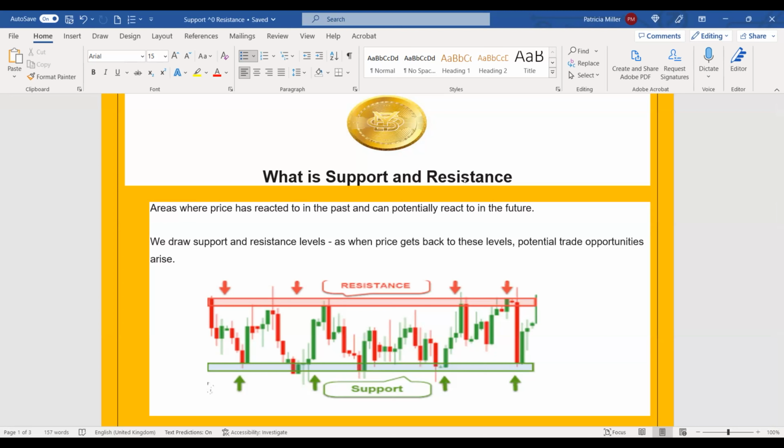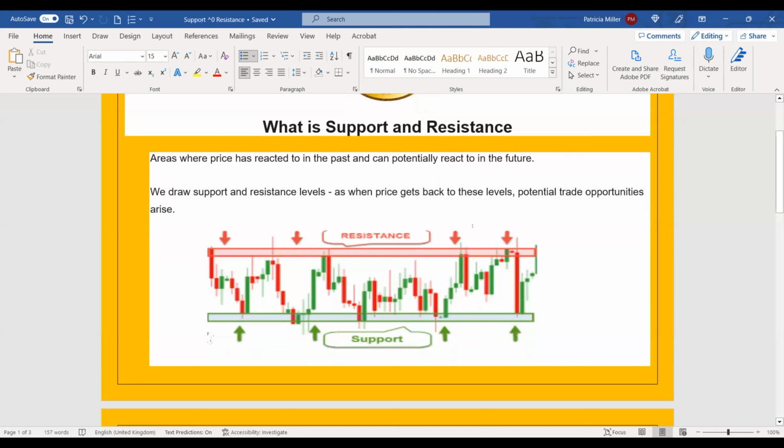These are areas where price has reacted to in the past, and they can potentially react to in the future. And why do we draw these support and resistance levels? Because it gives you an idea that when price gets back to these levels, you will have potential trade opportunities. So these are key areas in the market. You want to know where they are, and you want to know how to draw them up on your charts. And we'll be going through a few examples later on.